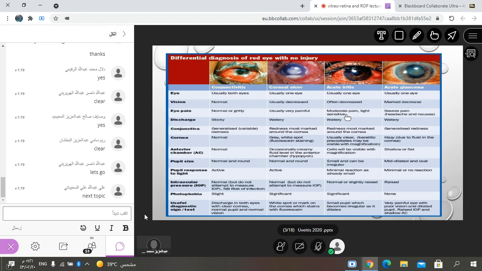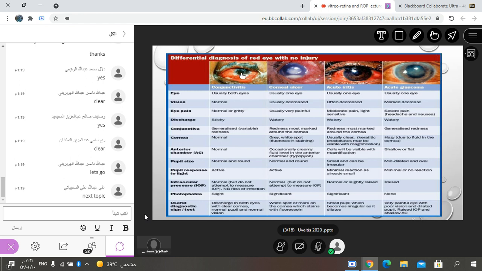Eye pain, moderate, maybe it is very severe, like in VKH. Light sensitivity, yes, they will have photophobia. In uveitis, discharge, it is a watery discharge. In corneal ulcer, it is not watery, it is purulent or mucopurulent. In conjunctivitis, it is mucopurulent or purulent or mucoid. It's sticky, depending on the underlying condition.